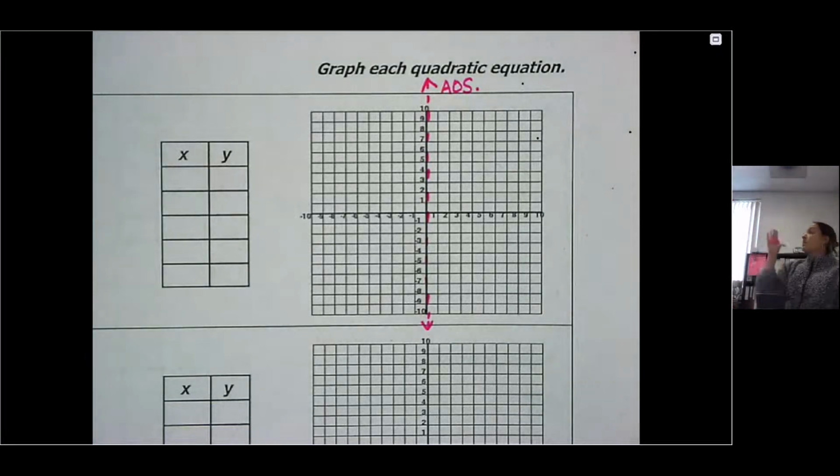And so that axis of symmetry is the middle of my graph. That means the left and right are going to be mirrored images across that middle line right there. Okay, good. First part done.